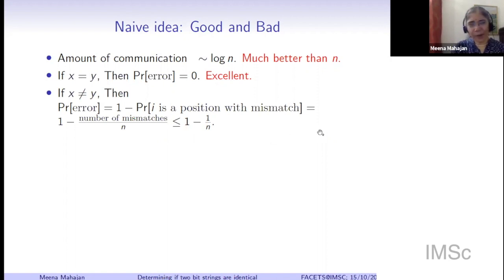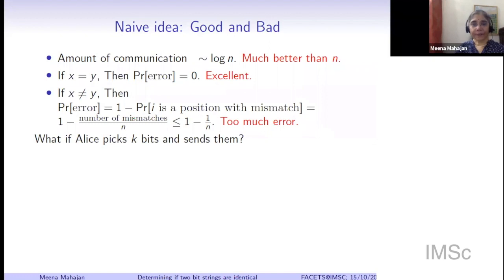That's not very good, no? That's not a small error. In particular, if both these files were 100 bits long and they differed in only 1 bit, then the probability of error is 99 by 100. 99 times out of 100, Alice picks a position where Bob will say, yeah, our files are equal. Only with a 1 in 100 chance will they catch the position where there is an error. So this is not good. This is too much error.